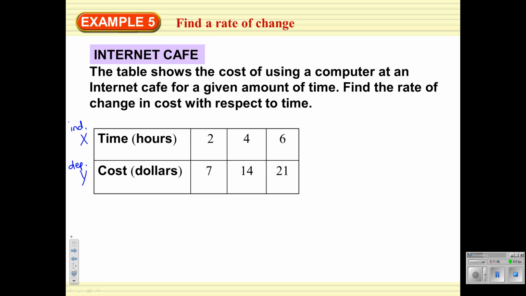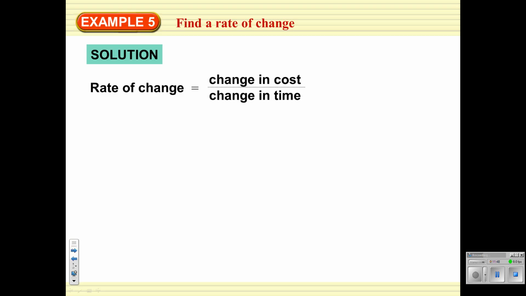Okay, so we're going to look at our rate of change. So our rate of change is going to be the change in cost, which is our change in y, over our change in time, which is our change in x. So our slope, or our rate of change, is always going to be y over x. Always. Always. Dependent over independent.